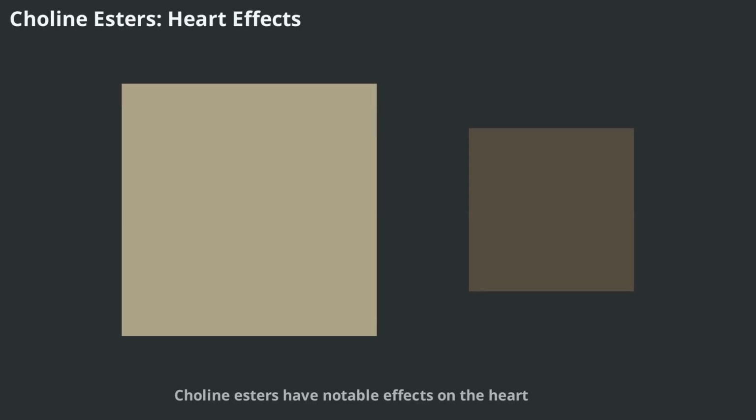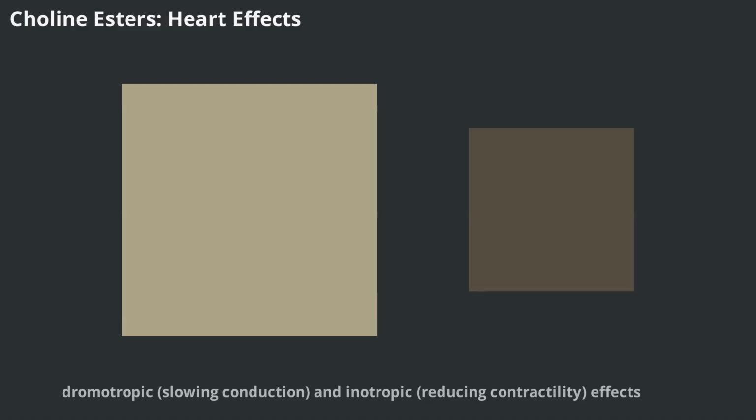Choline esters have notable effects on the heart, including negative chronotropic, slowing heart rate, dromotropic, slowing conduction, and inotropic, reducing contractility effects. These actions are important for managing certain cardiovascular conditions and highlight the significance of autonomic pharmacology in clinical medicine.